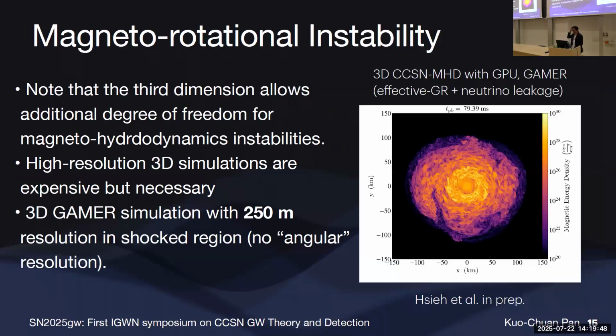Okay, and then I also want to note that the simulations I presented here are done in 2D. But nature is 3D, and the third dimension can allow the SASI or other instabilities in the spiral mode. So at the same time, we also conduct some 3D simulations using this GAMMA code, which is a supernova code with GPU acceleration. It has very poor neutrino treatment, which is leakage, but we can get very high spatial resolution, about 250 meter resolution in the entire shock region.